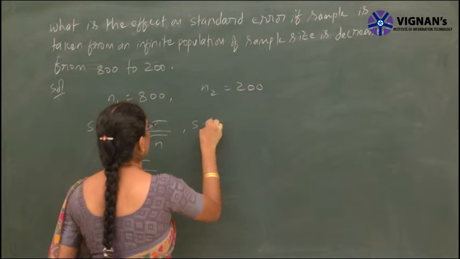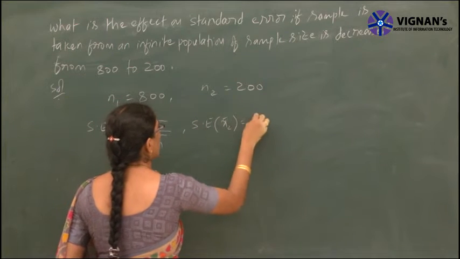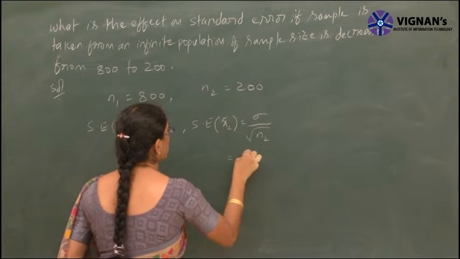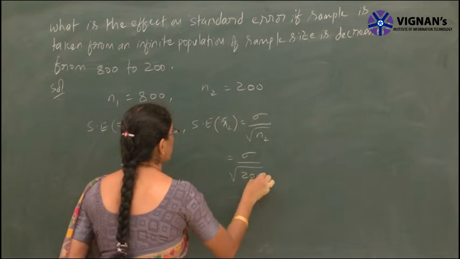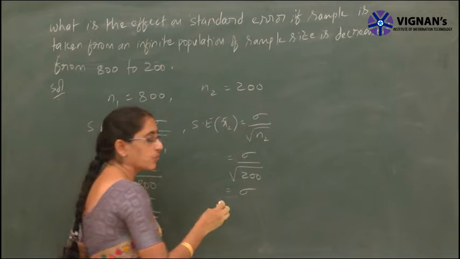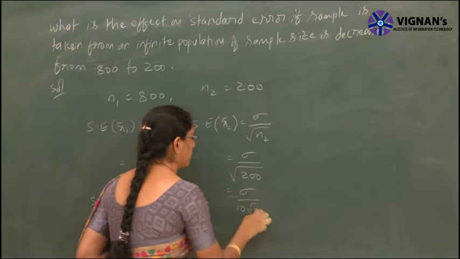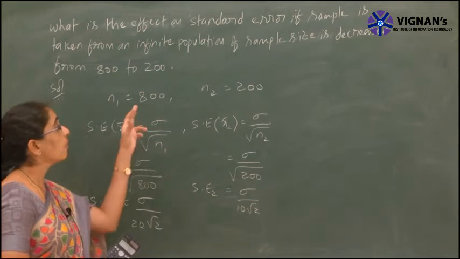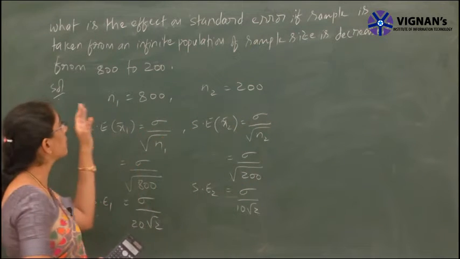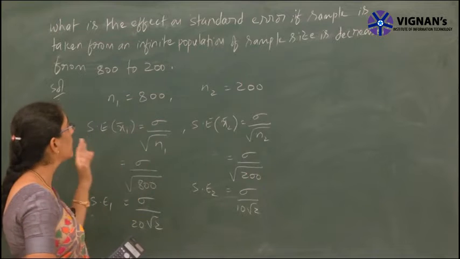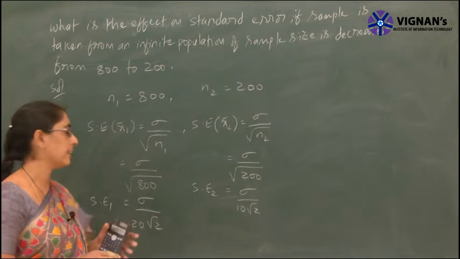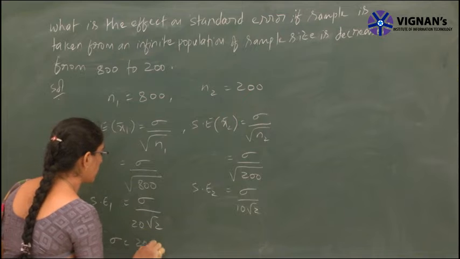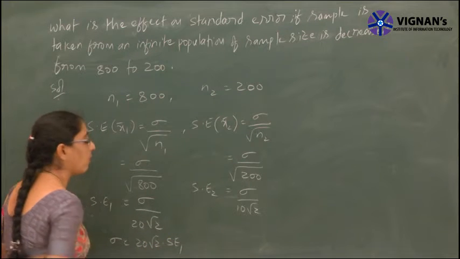Then similarly, standard error of x2 bar is here sigma by root n2. Right? So that means sigma by square root of 200. That means here square root of 200 is 10 root 2. So that is SE2 here. Now they are asking what is the effect on standard error if the sample size is decreased from 800 to 200 here. Now from this here, what is sigma? Sigma is 20 root 2 into standard error of 1.